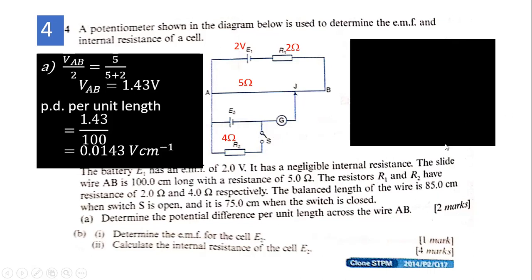Determine the EMF of E2. Right? Same thing, E2 over the VAB that we have calculated out here. Or you can use this one to calculate if you want to. Same thing. It's 85 over 100. Take this one across there. This one is 1.43 and 0.85. Okay. The last part will be to find the internal resistance of this cell.